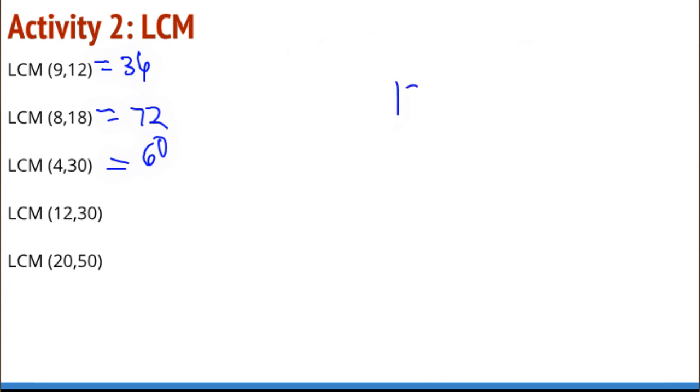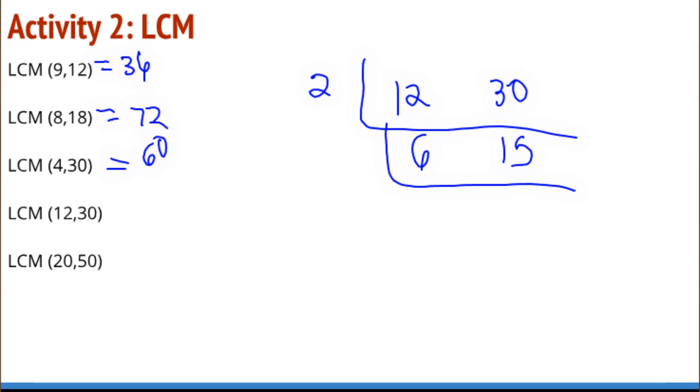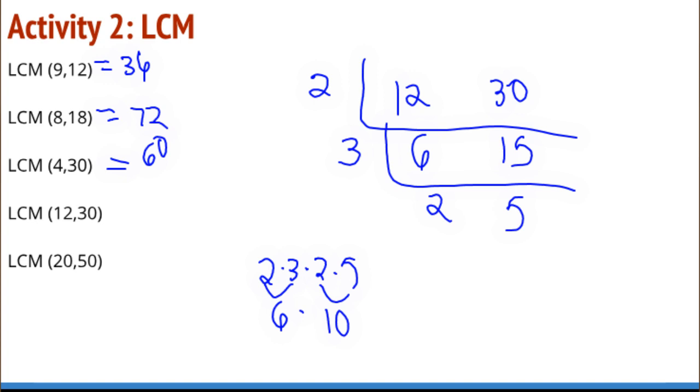12 and 30. Let's see. Divide those both by 2. Should give me 6 and 15. Divide both of those by 3. So I've got 2 times 3 times 2 times 5. The 2 times 5 will yield a 10, and 2 times 3 will give me a 6. And 6 times 10 is 60.